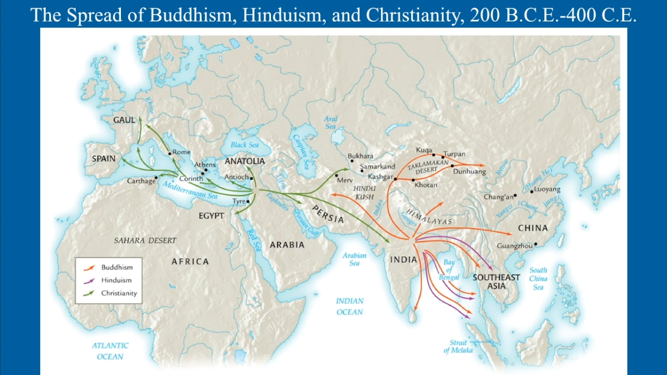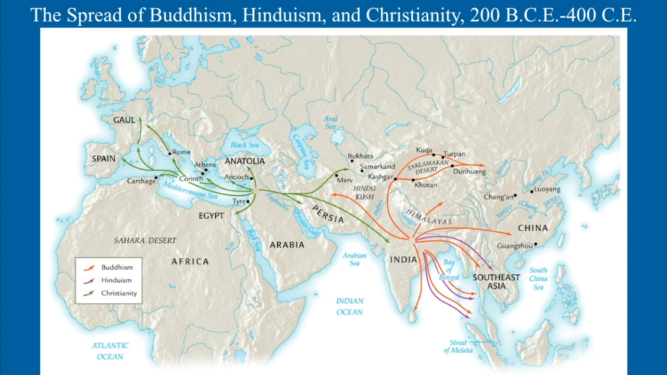Here's the spread of Buddhism, Hinduism, and Christianity between 200 BCE and 400 CE. You can see the green is Christianity spreading out from the Middle East, basically Jerusalem, where Jesus died. And then you get Buddhism coming out of India, where the Buddha was originally. And then you get Hinduism also coming out that way. And you can see there's a pattern happening. If you look at the orange, it pretty much hits a wall around Persia going west.